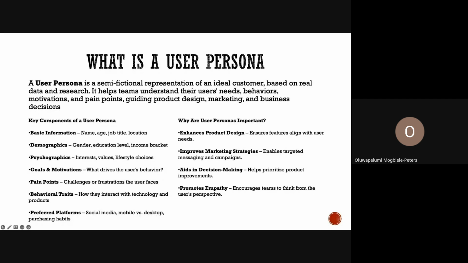It also improves marketing strategies because we are targeting our messaging and campaigns. We know who it is going to. We know what they are saying. We know how they want to talk. We know how they are interacting. It's directly straightforward.